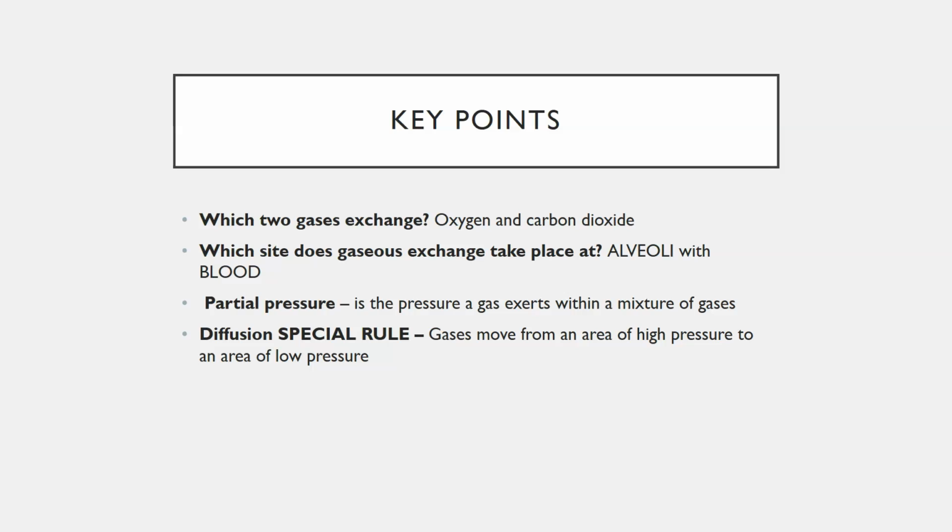So the air that we breathe in doesn't just contain oxygen. It's got oxygen, nitrogen, and so on. It's got loads of different gases. So how much of the air is made up of nitrogen, oxygen, and so on determines the pressure of the gas within all those gases within the air. So partial pressure is the pressure a gas exerts within a mixture of gases. And then diffusion, a special rule which is absolutely pivotal for the lesson: gases move from an area of high pressure to an area of low pressure. Okay, and I'll go on about that in more detail over the lesson and give you some examples.